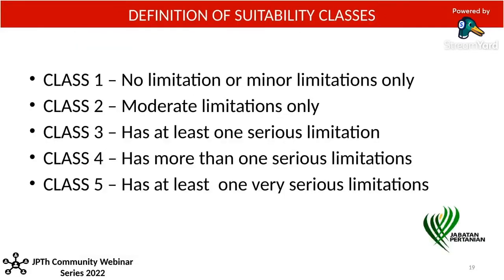Okay, there are 5 classes of soil suitability. These guidelines in evaluating soil suitability classes were developed by the Department of Agriculture. Class 1 refers to no limitation or minor limitation only. Class 2 is for moderate limitation only. Class 3 has at least one serious limitation. Class 4 has more than one serious limitation. Class 5 has at least one very serious limitation.